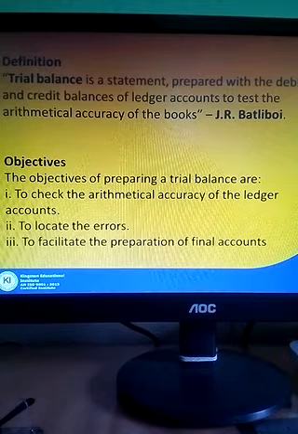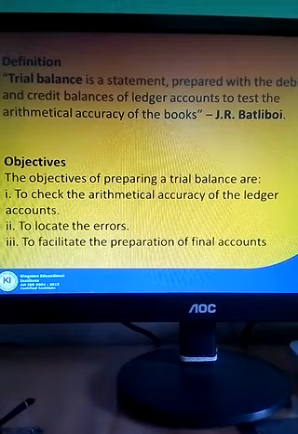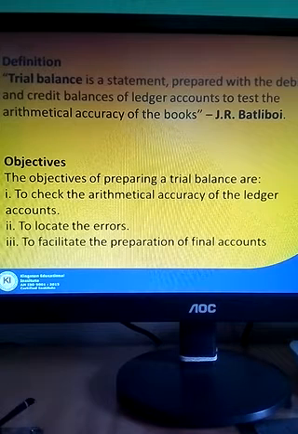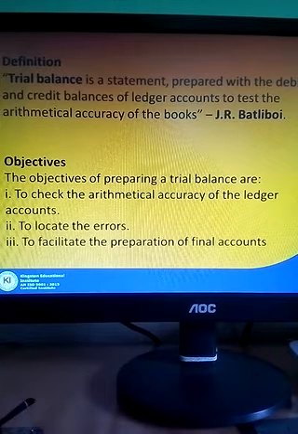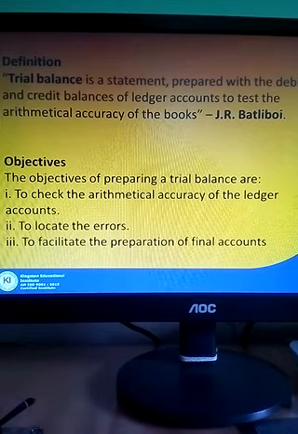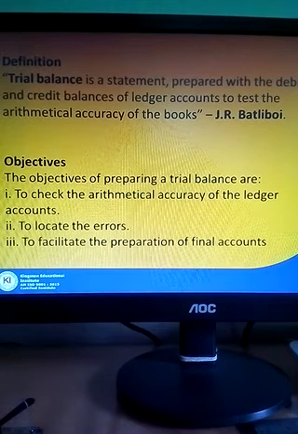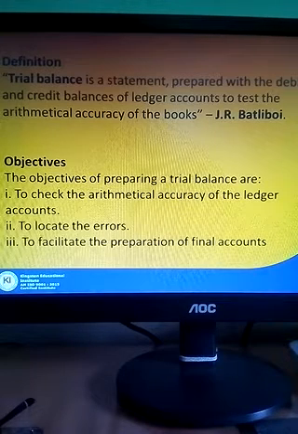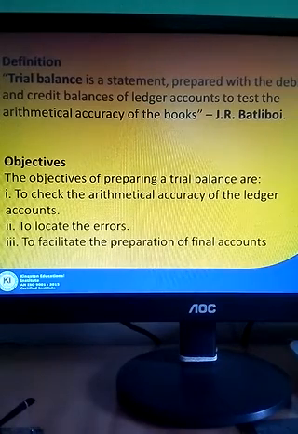that is, we can prepare the trading, P&L and balance sheet account, that is the final accounts, smoothly. And if there is any error in the trial balance, that means there is an error in the journal or ledger, then the whole final accounts will be problematic and will not give you a proper result, will give you an improper, incorrect result. So it facilitates preparation of final accounts. If there is arithmetical accuracy, then final accounts will give you a proper, correct result.